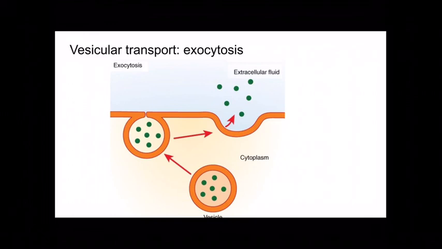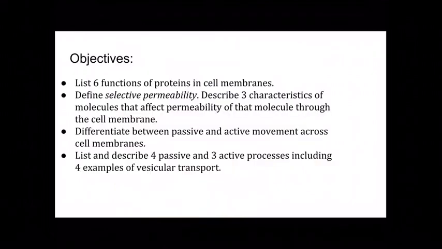And so anyway, that's exocytosis. So it's a vesicle filled with stuff. That vesicle merges with the cell membrane and opens itself up and then spills its contents outside the cell. So that's our fourth type of vesicular transport. Which brings us to the end of this video.